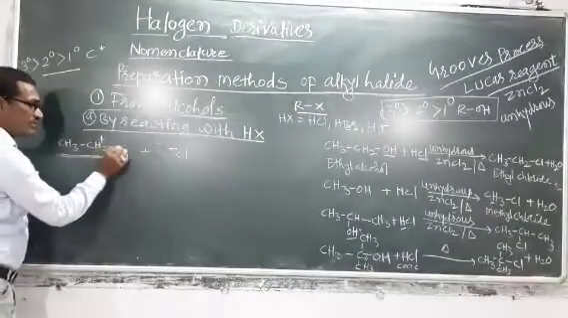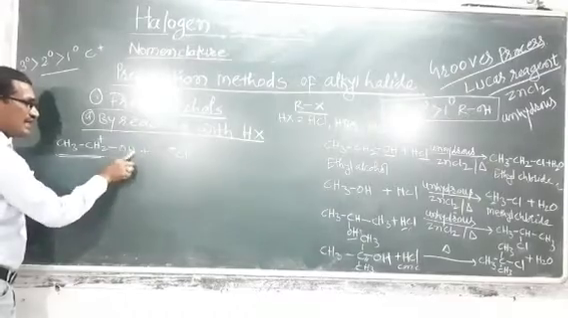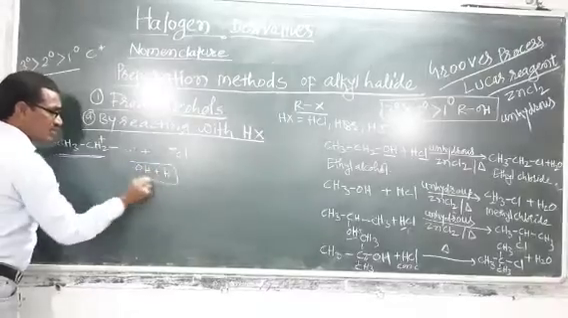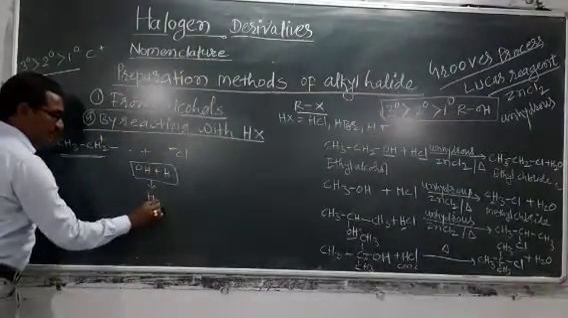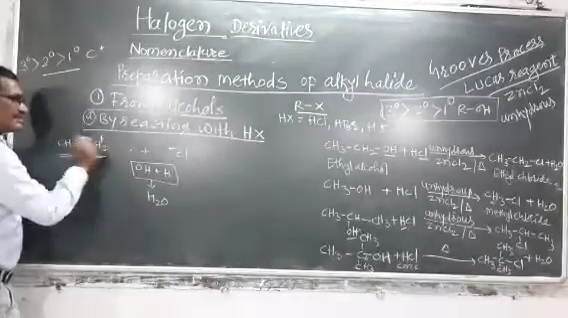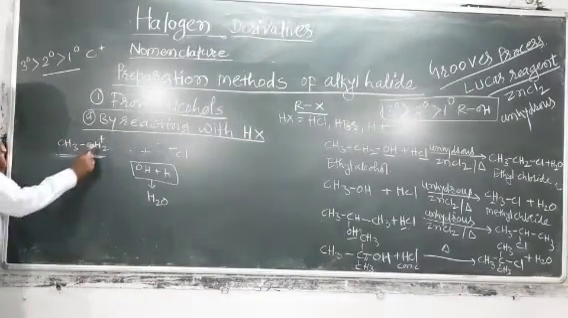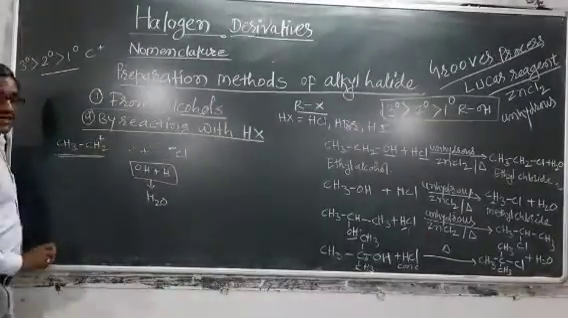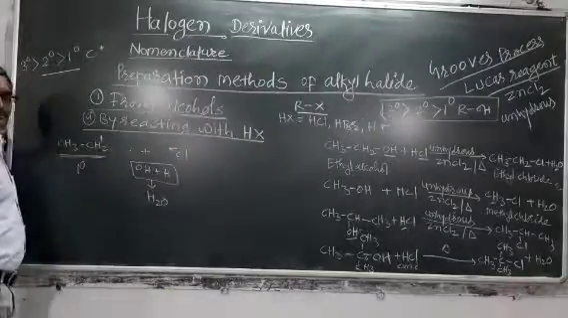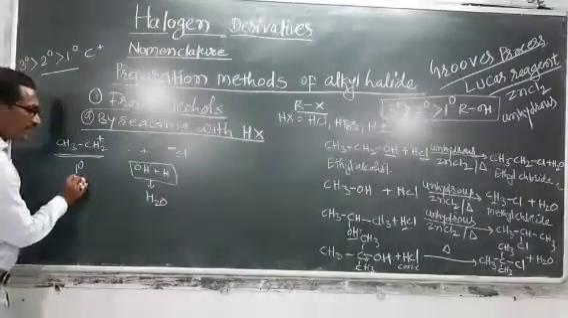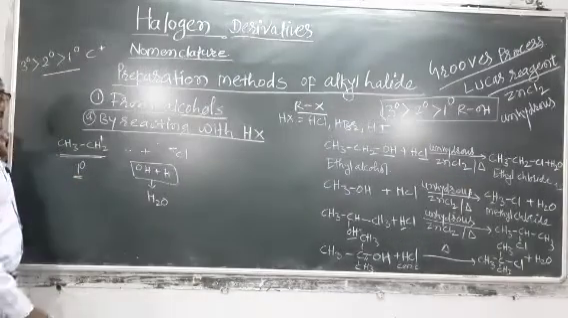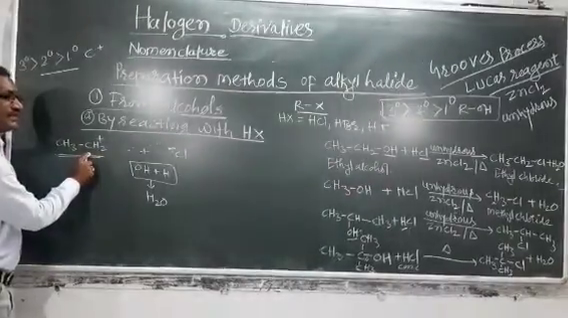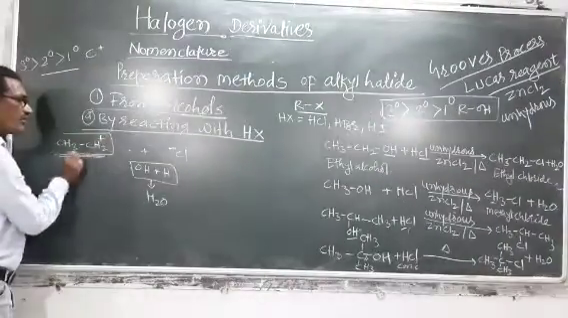Suppose we removed OH from here, and it went with H; H plus OH, this became water. Here we got water, but will this happen? This carbocation is a primary carbocation. A primary carbocation is less stable. Due to its less stability, it will not persist for a long time.